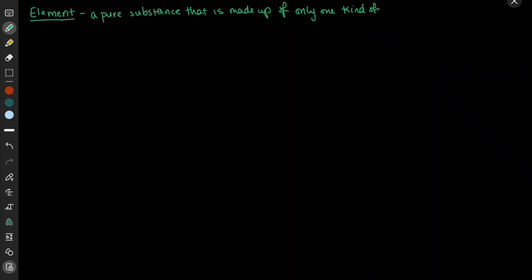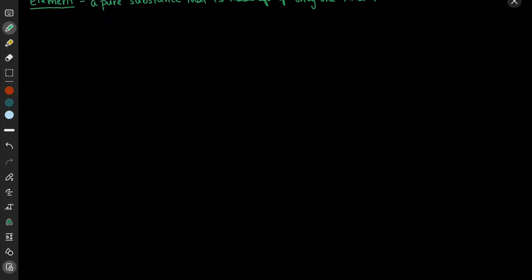Okay, let's look at an example. Let's say you have a brick of gold. I'll just use yellow, about as close as we're going to get to gold. Now this brick of gold, let's say it's pure gold. What it's made up of is really tiny gold atoms, and only gold atoms. And so that's what makes up an element.